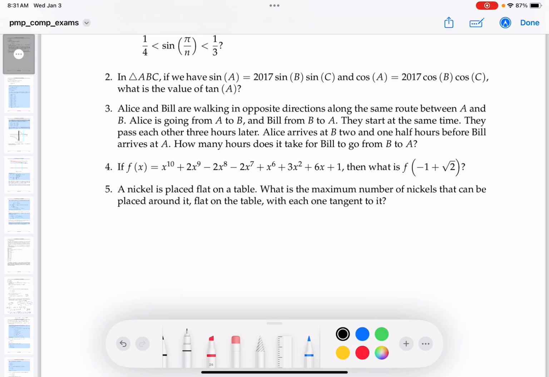Okay, number 4 looks like a tough arithmetic problem because you're given a 10th degree polynomial and they want you to evaluate this at f of minus 1 plus root 2. So I'm near the whiteboard and I want to try to come up with an easier way of evaluating it.